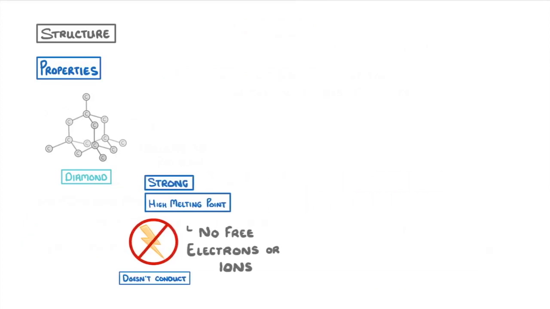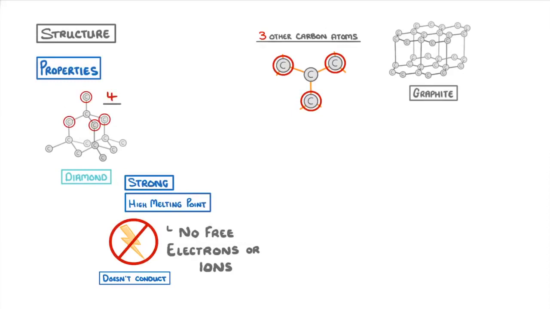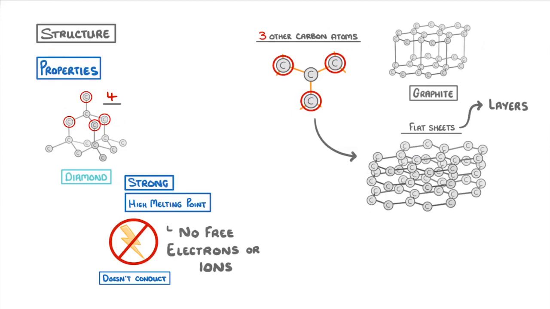Now let's compare these features of diamond to those of graphite. First, each carbon in graphite is bonded to only 3 other carbon atoms, rather than 4 in the case of diamond. Second, the atoms are arranged into hexagons that together form large flat sheets, which are then arranged on top of one another to form lots of layers.